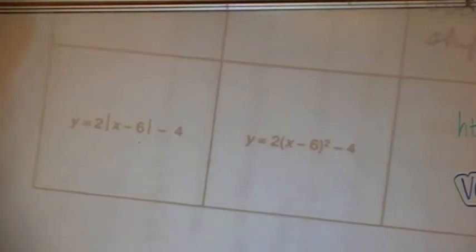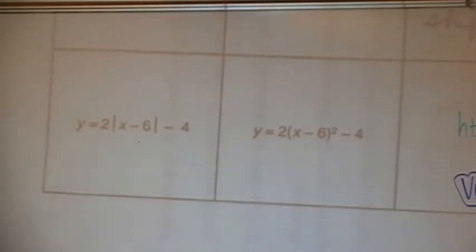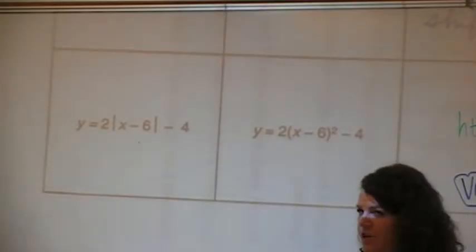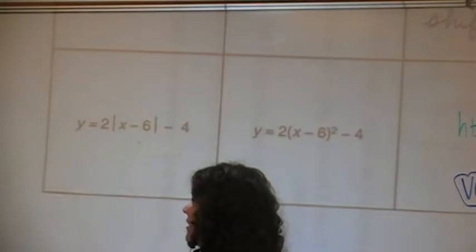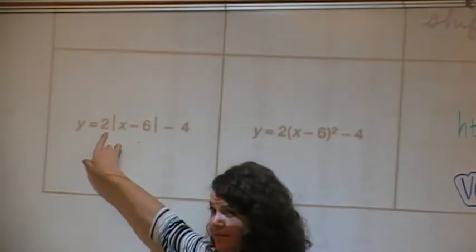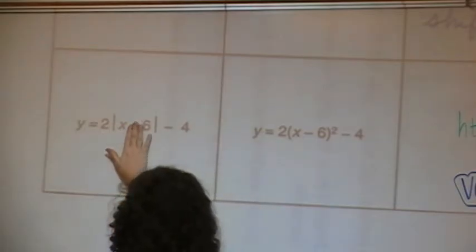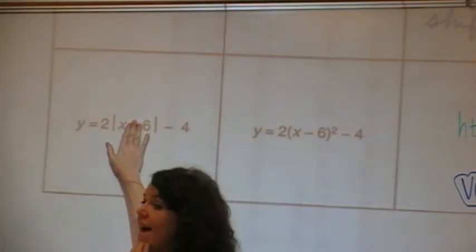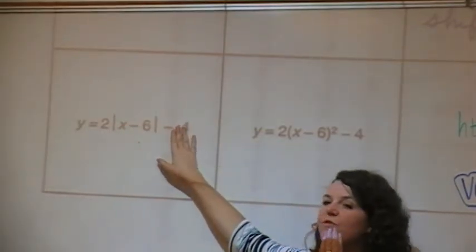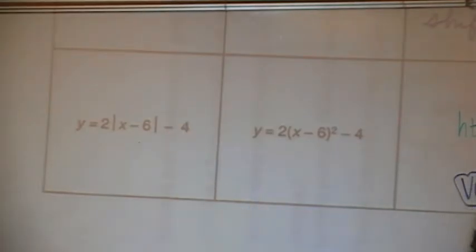Next one, before you write your prediction, just look at it. Compare it to the parent function. How is it different? Well, this one has a 2 in front, so we're going to have to account for that when we talk about our transformations. It has a -6 in the house of x, and it has a -4. So when I make my prediction, I need to consider all of those things and what they might cause. So go ahead and make a prediction.